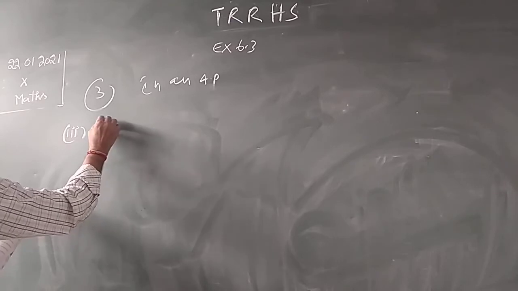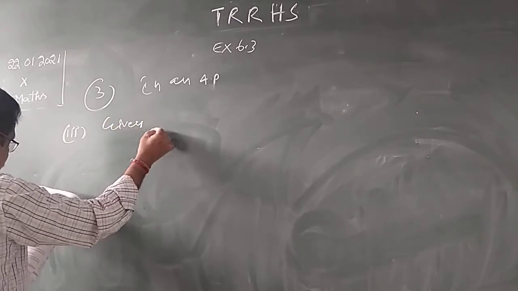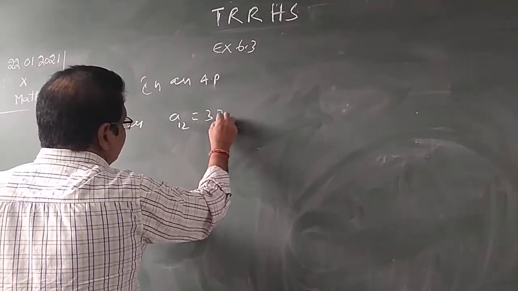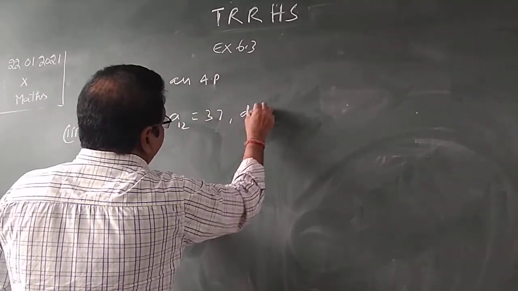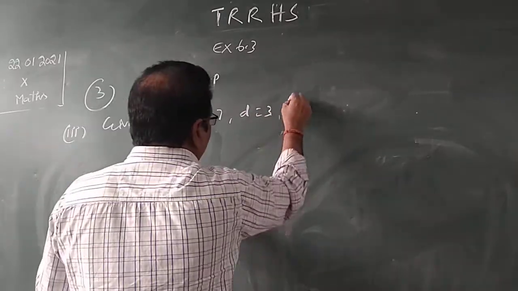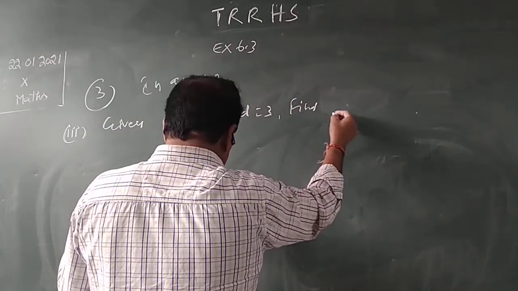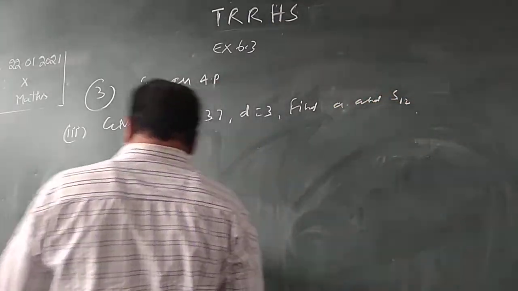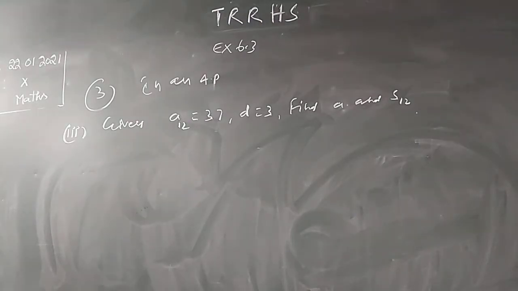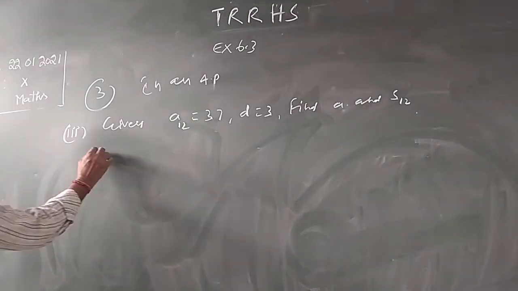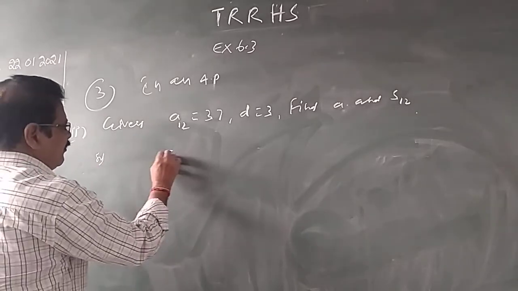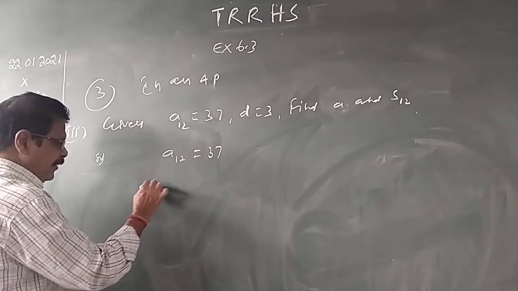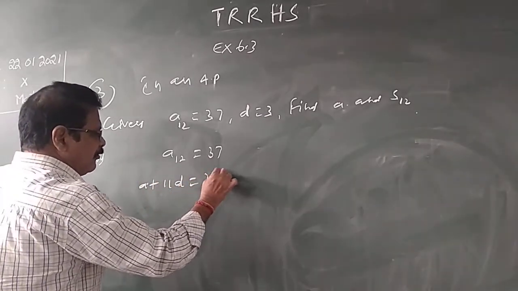We start with given a12 equal to 37, d equal to 3. Find a and S12. So here, given that a12 equal to 37. What is the 12th term of AP? a plus 11d. a plus 11d equal to 37.